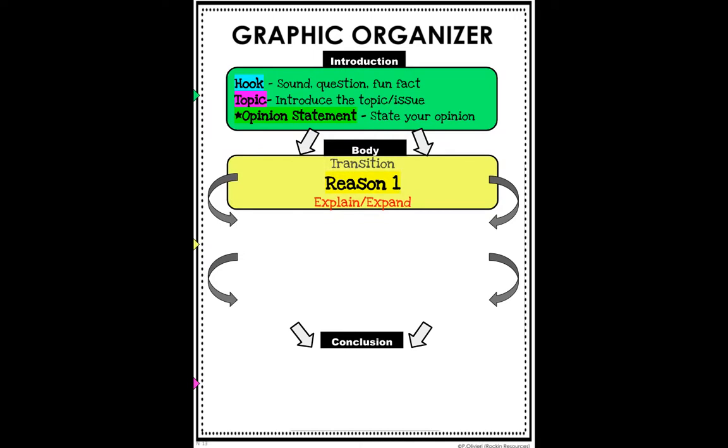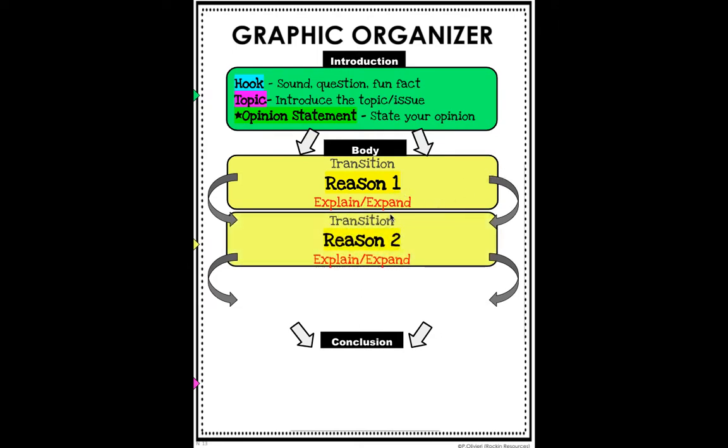And in your body paragraph, you want to make sure you have some kind of transition or linking words or phrases like "first" or "the first reason I feel this way." Those are all transition words, and we'll take a closer look at those soon. But then, of course, you want to state your first reason of why you have that opinion. Remember, the opinion is how you feel about the topic, the reason is why you feel that way. And then we're going to expand, explain, give some examples or elaboration on that reason that you just gave.